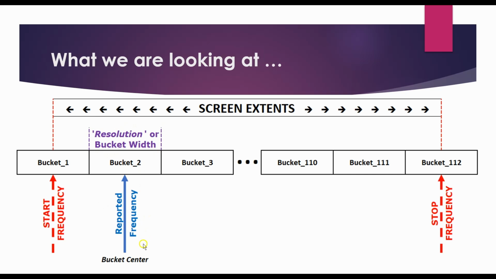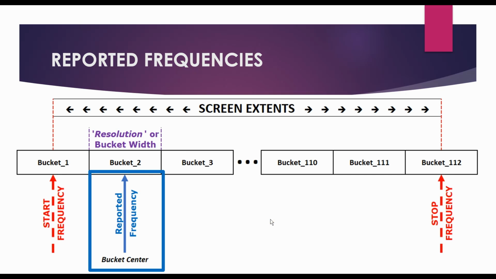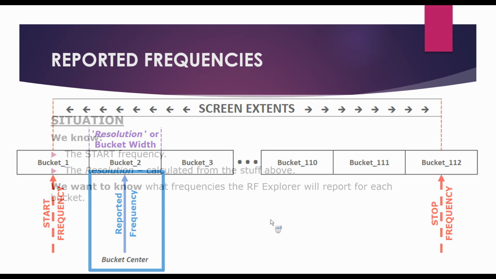All right, so we have talked about resolution or bucket width. But what about this one? We want to know what frequencies the RF Explorer is going to report for each of these 112 buckets. Well, bucket 1 and bucket 112 are easy. That's the start frequency and the stop frequency. But what about all of the buckets in between? So that is what we're going to be looking at next.